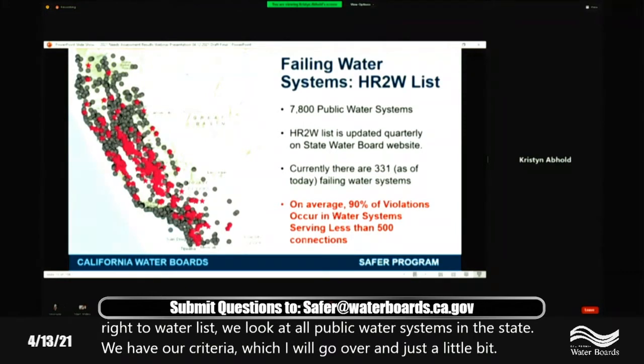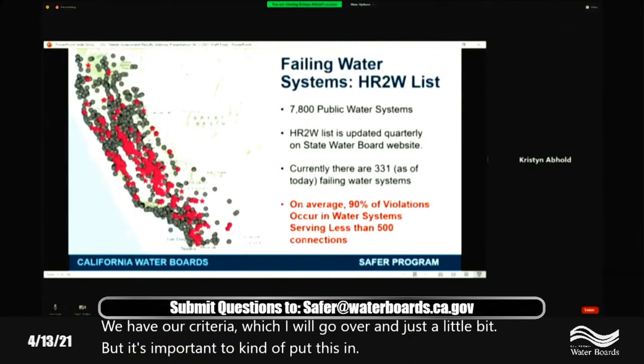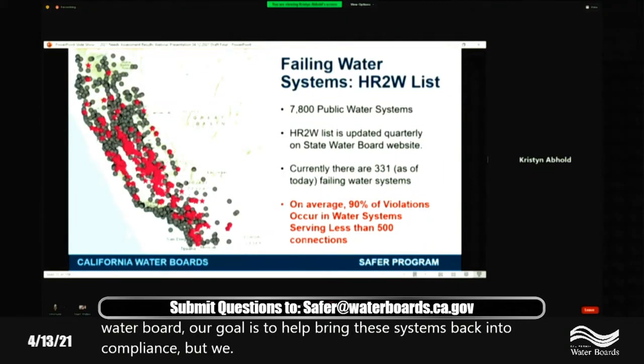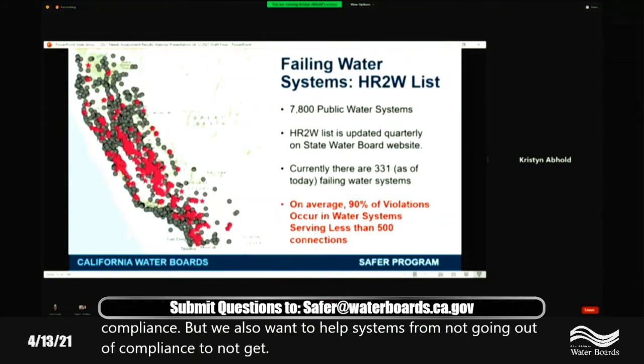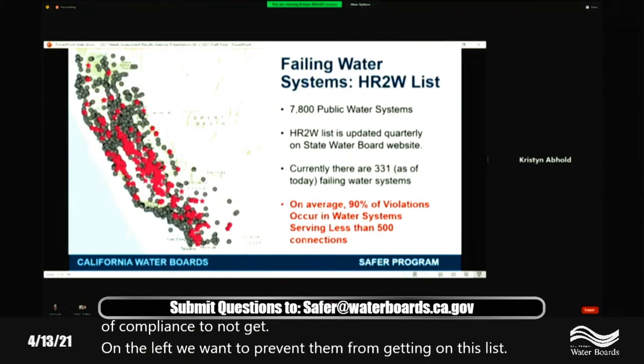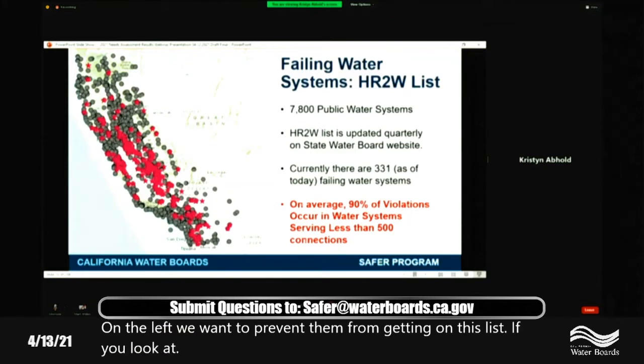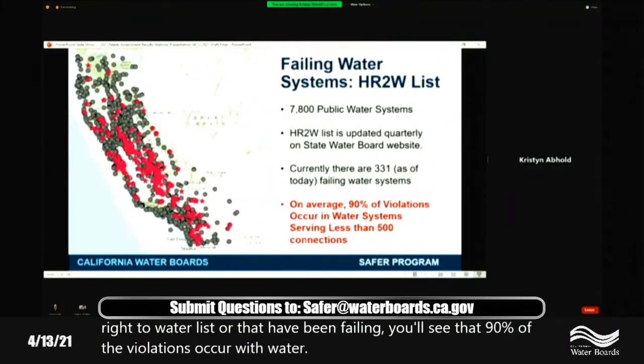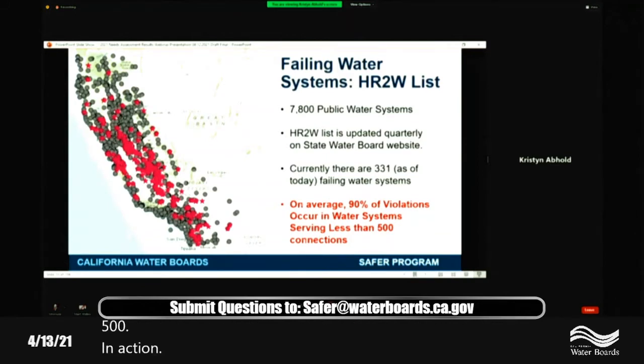It's important to put this in context, because our goal is to help bring these systems back into compliance, but we also want to help systems from going out of compliance, to not get on the list. We want to prevent them from getting on this list. If you look at the systems that have been coming onto the human right to water list, you'll see that 90% of the violations occur with water systems serving less than 500 connections. And you'll see why this is important later on.